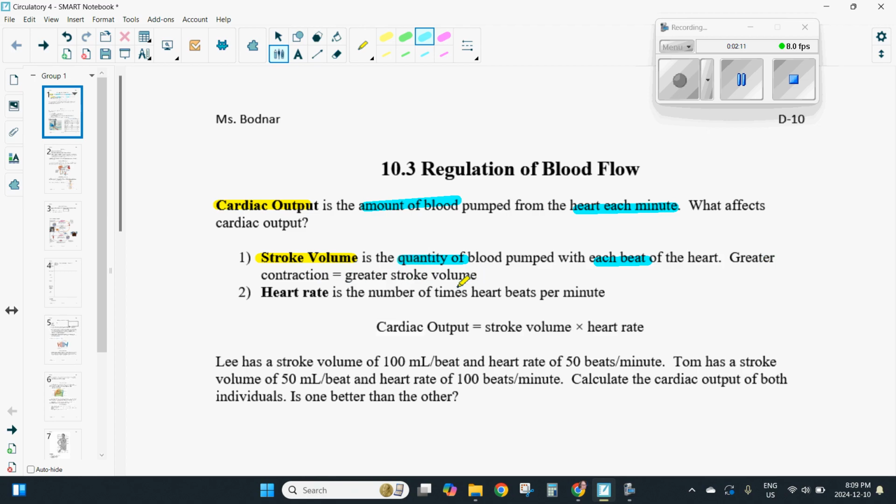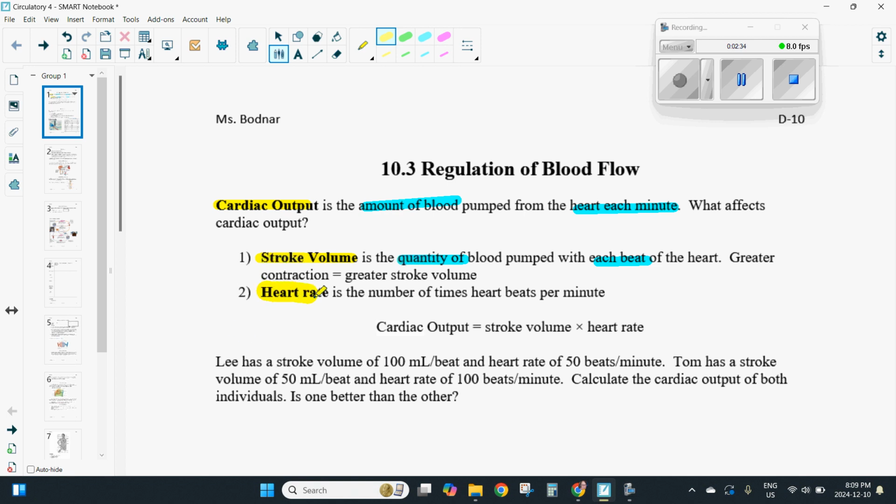So this might also relate to if you are more physically fit versus not being physically fit. If you are more physically fit, then this allows the muscles of your heart to expand and contract a lot easier, thereby being able to create a stronger contraction versus someone who is not as fit.